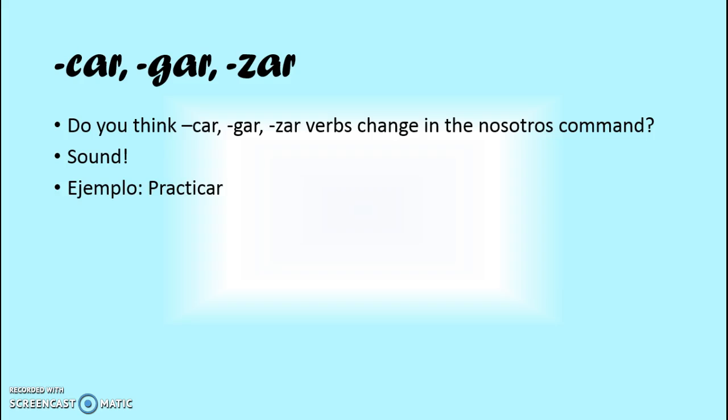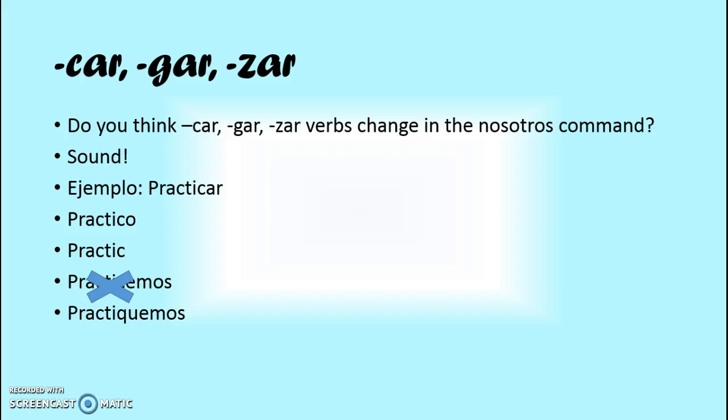So an example would be practicar, to practice, and I want to say let's practice. So I would say yo practico, practic, practicemos. Uh-oh, that's only if I didn't do what you're supposed to do. So I would actually change it to QUE, practiquemos.